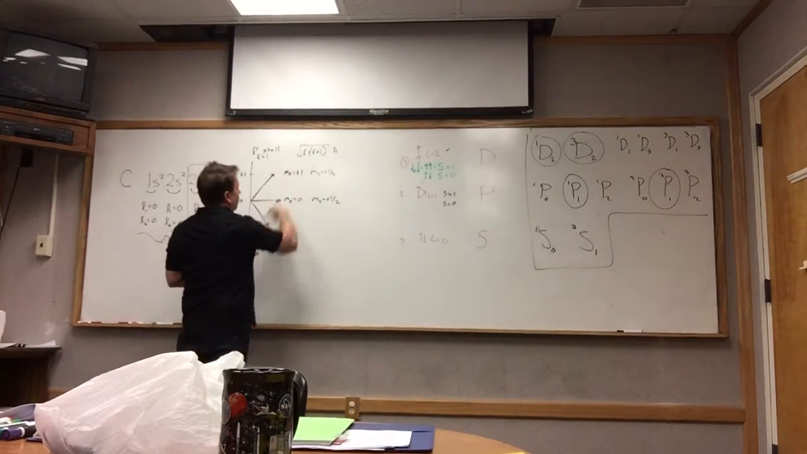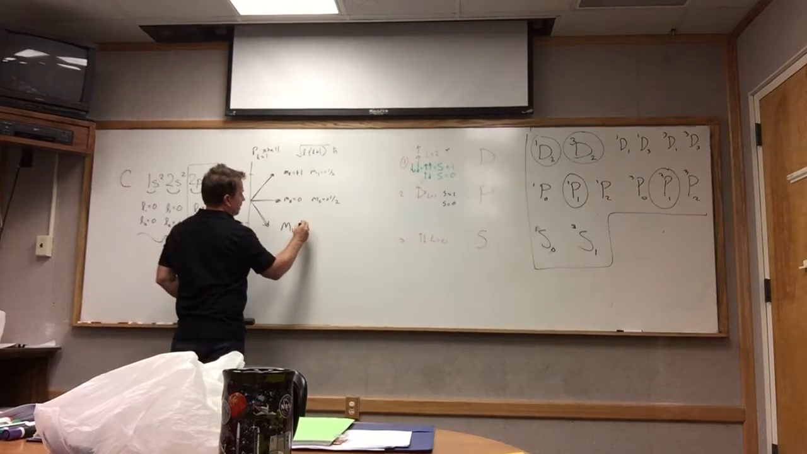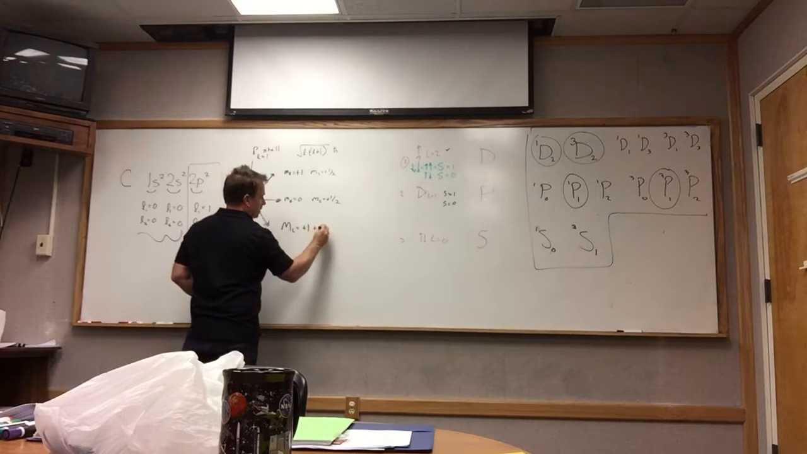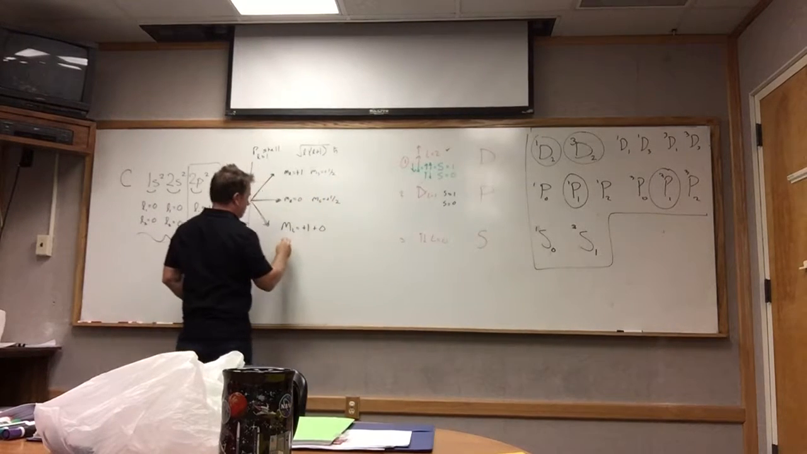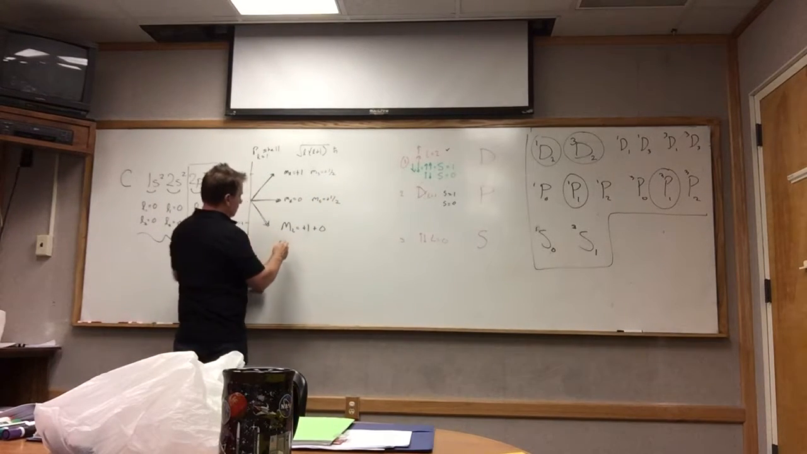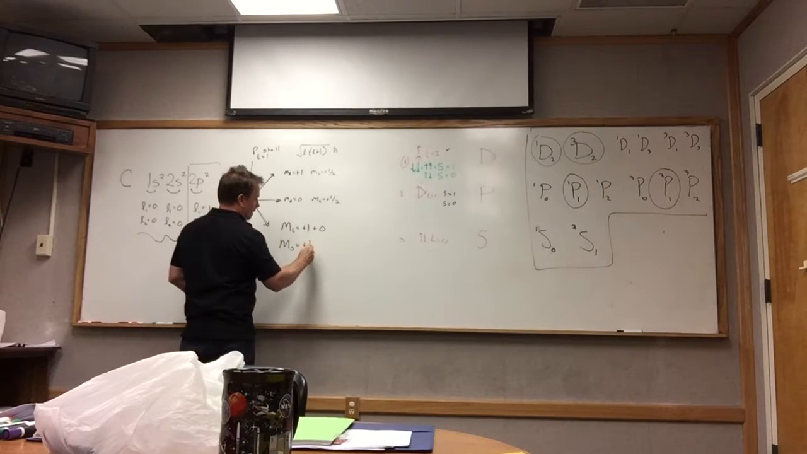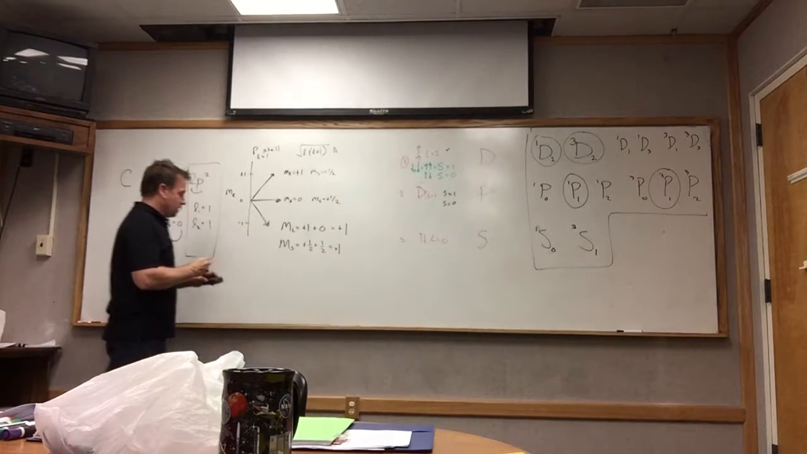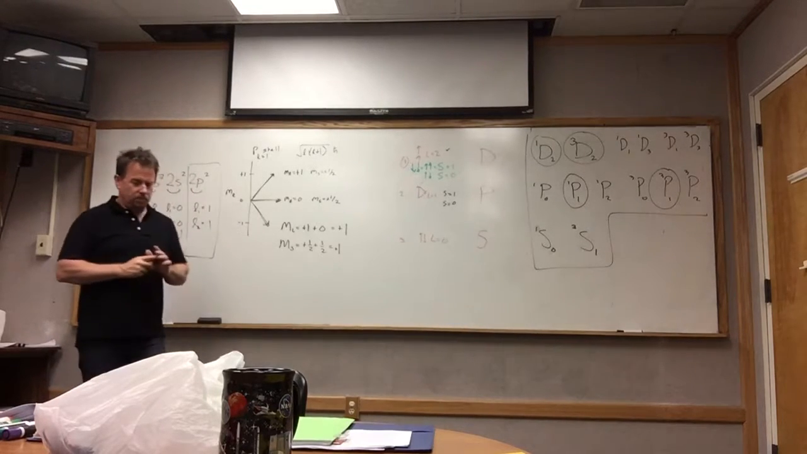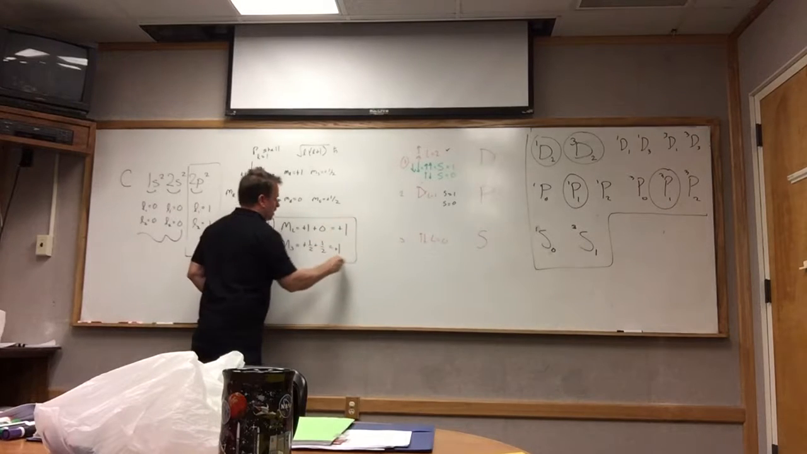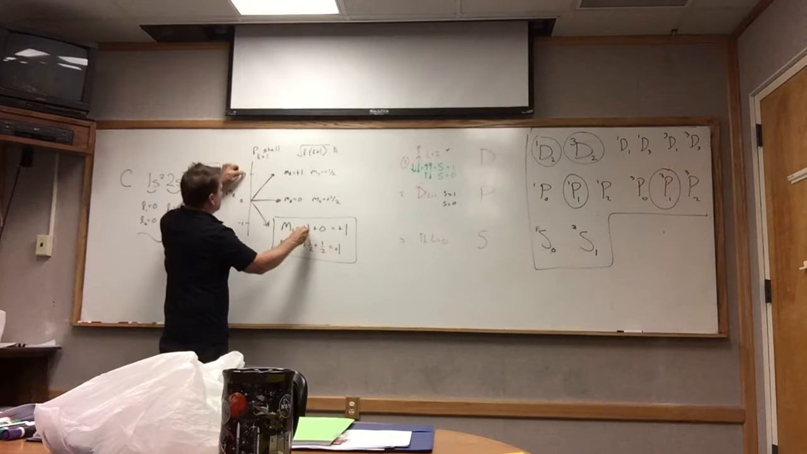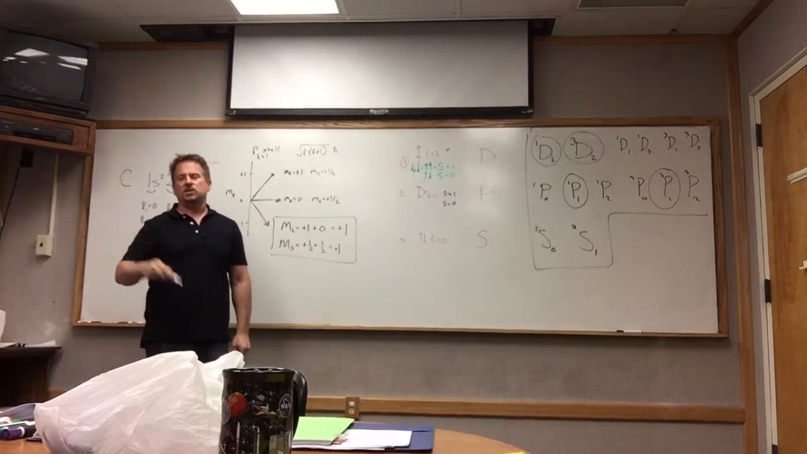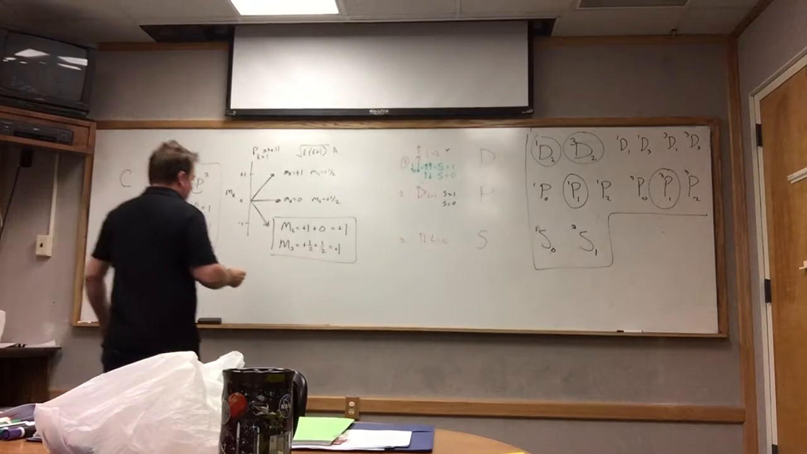So what's the maximum M sub L here? Plus 1, plus 0. And the maximum S. Okay. Now why am I using those? Because what we've done is we've maximized M sub L, the total projected sum of the M sub Ls, and we've maximized M sub S. By doing so, we've maximized L and S.